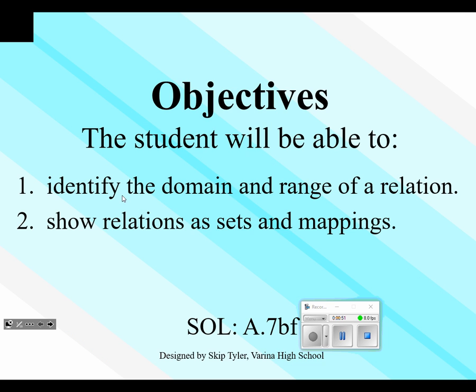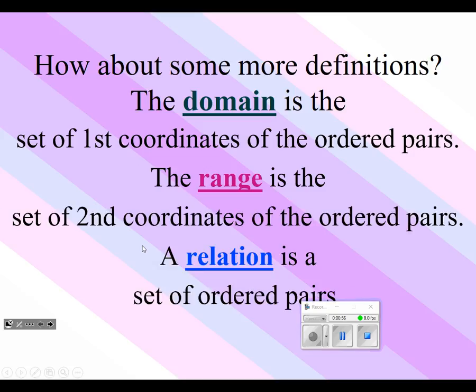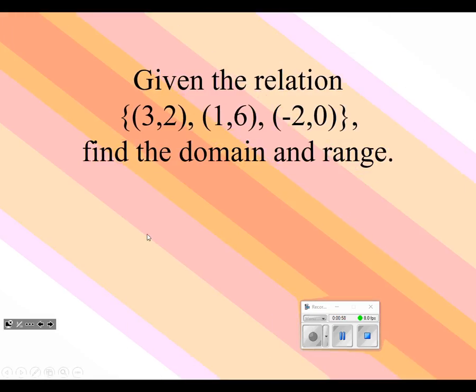So let's look. If you're given this relation, which is the set of ordered pairs, and I want you to find the domain and the range. Remember, your domain is your x values. So here we would list our domain as 3, 1, and -2. Now, if any of these happen to repeat, then we would write it only one time. Okay, so this is how we would write it.